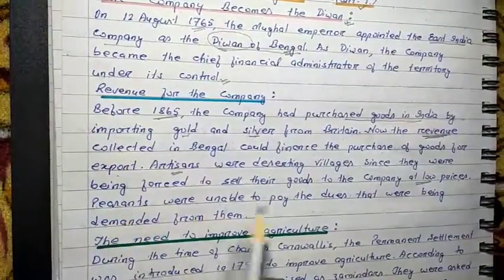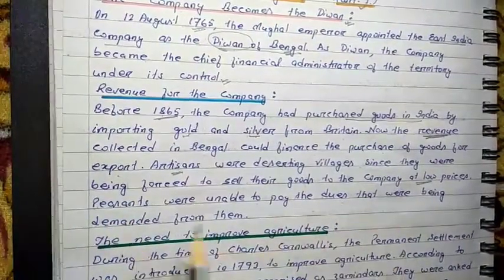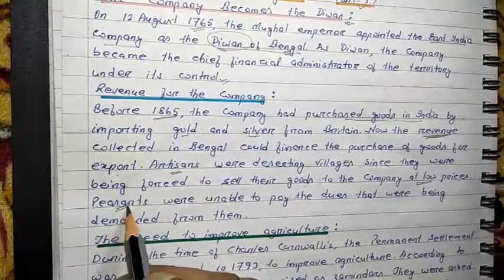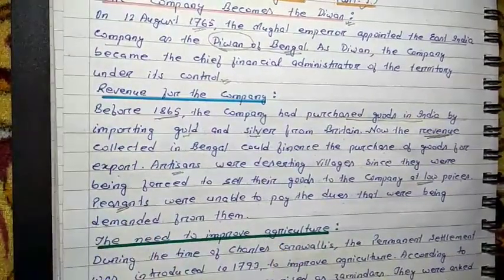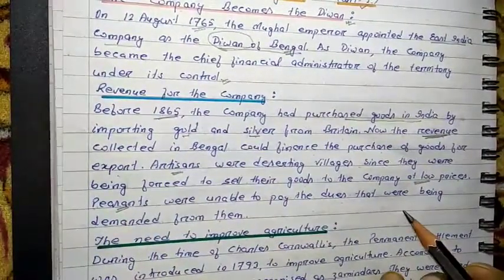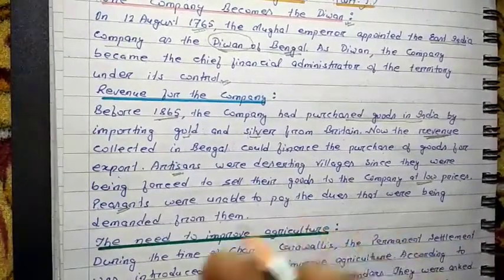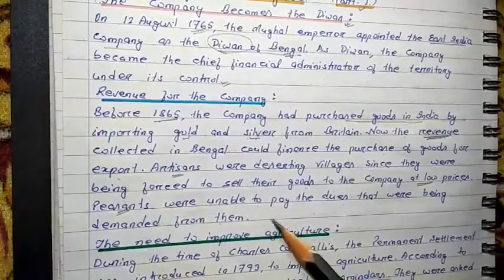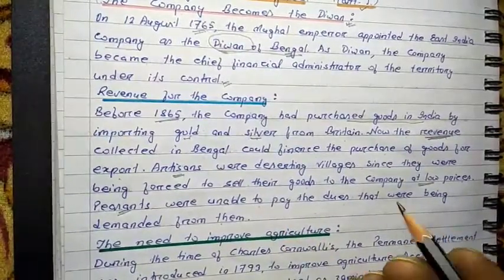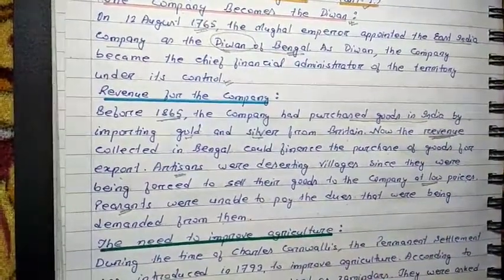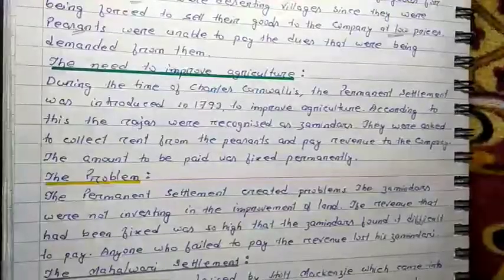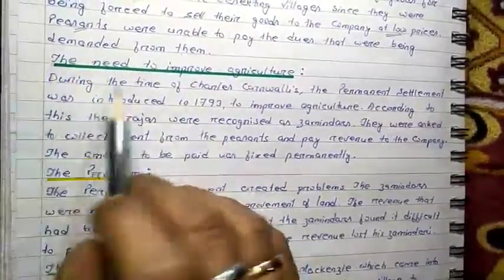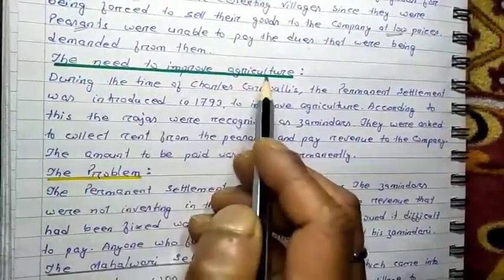Even peasants were unable to pay the dues that were being demanded from them. The peasants, or the farmers, were also demanded huge money to pay to the company, which they were not able to pay, and they also started to leave the villages. So we can say, after getting the Diwani rights, it had an adverse effect on Indian society or Indian life. The next point that we are going to study is the need to improve agriculture.